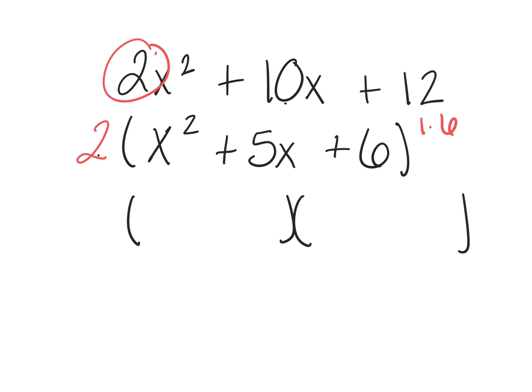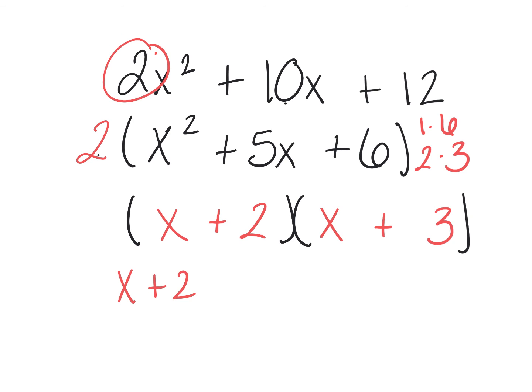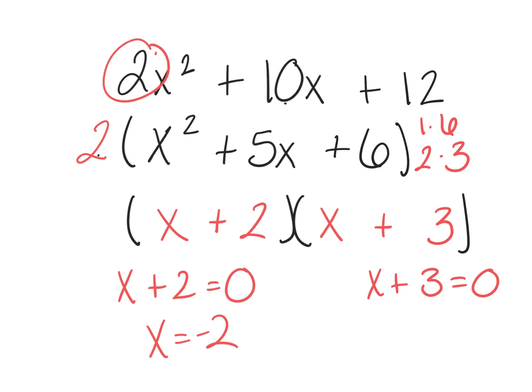So factors of 6, 1 and 6, 2 and 3. The 2 and the 3 will add together to get that 5x, and so now I can solve, set it equal to 0, x is equal to -2, and x is equal to -3. Okay, so if you like guessing and checking, more than happy to use that method. But if you want to factor out what is common in there, you can do that as well.